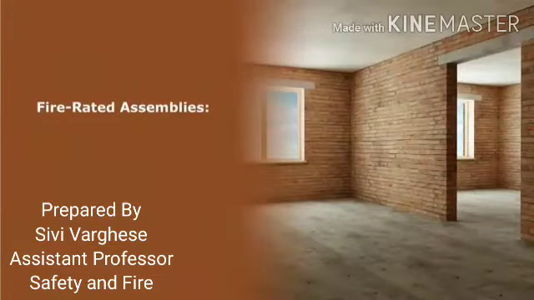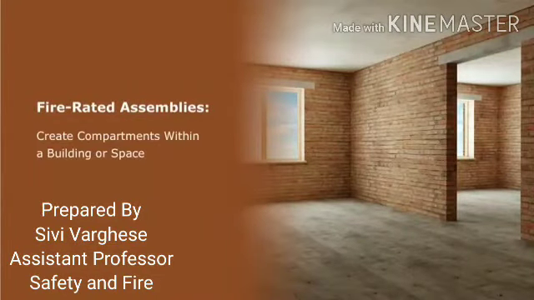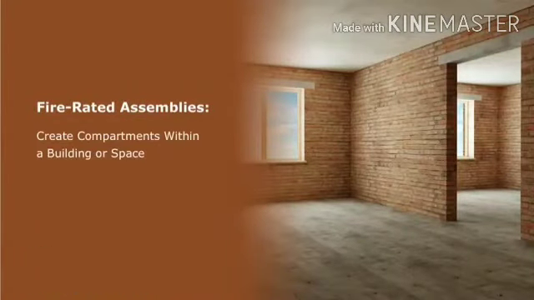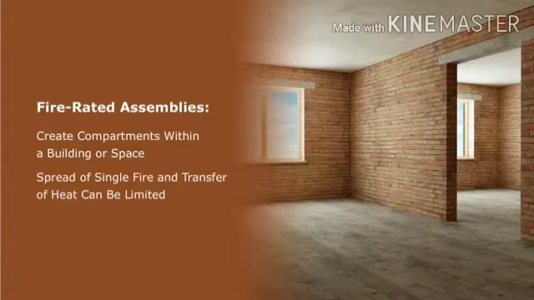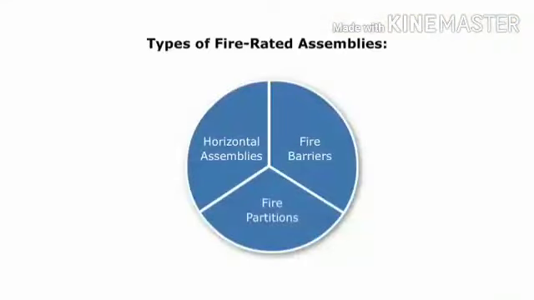Fire-rated assemblies are used by the codes to create compartments within a building or space. By separating the different areas of a building, sometimes both horizontally and vertically, the spread of a single fire and transfer of the heat generated by that fire can be limited.